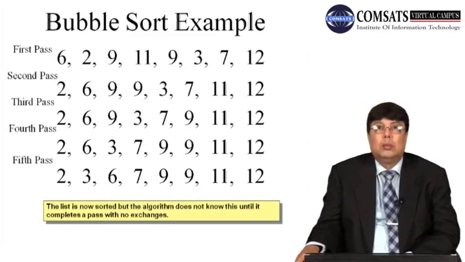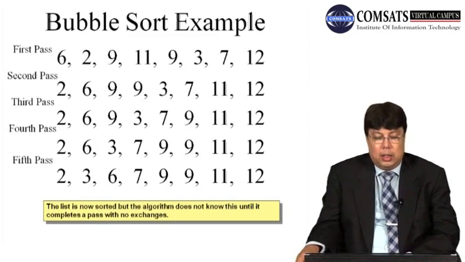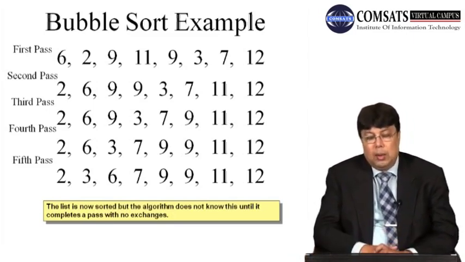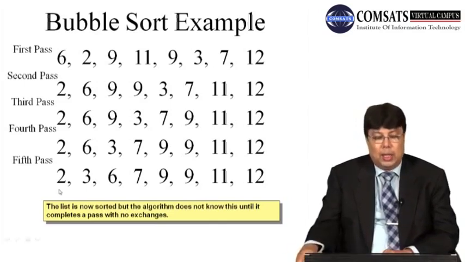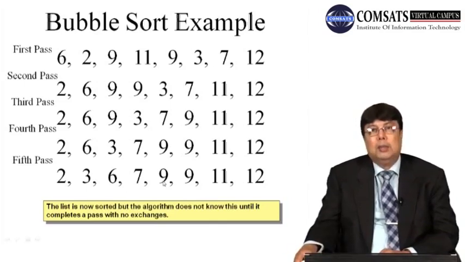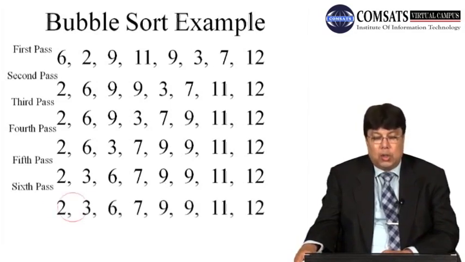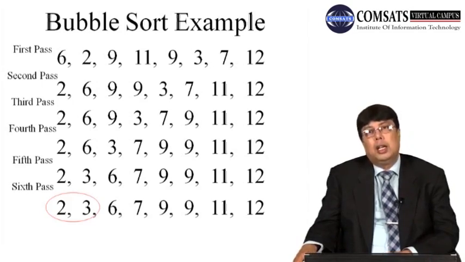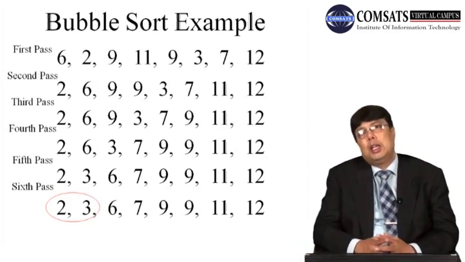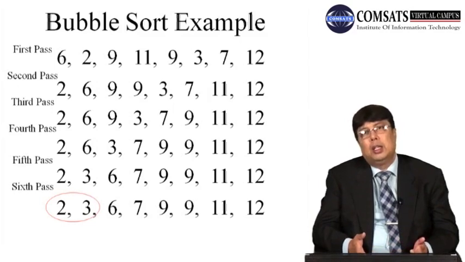So no comparison, and this list is now sorted, but the algorithm does not know whether these 1, 2, 3, 4 elements are in order. So how can the algorithm find out that it should stop? It will continue, but we can put a trick here that if during any particular pass no swapping takes place, then you can come out. No swapping takes place means every element is in its order.